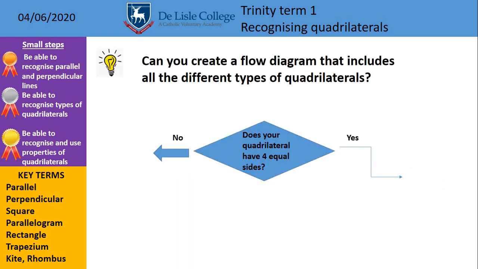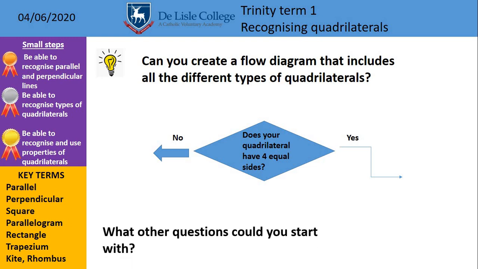Last but not least, a little bit of bonus work for some of you. Can you create a flow diagram that includes all the different types of quadrilaterals? This is my example I've started with. Does your quadrilateral have 4 equal sides? If you say yes, you go to the right hand side, what shapes that can be? If you say no, what's the next question that you could try to split that up?